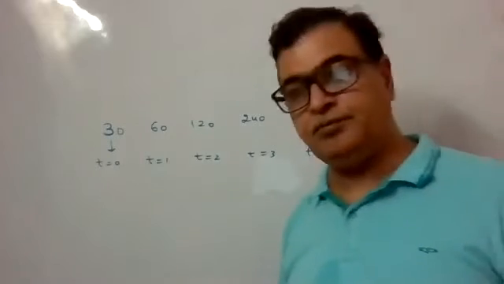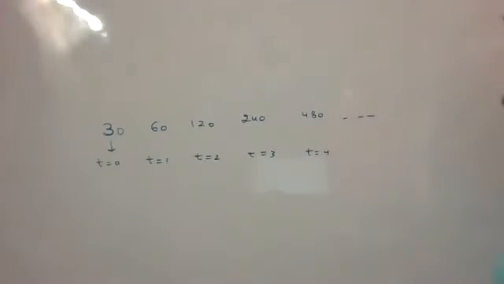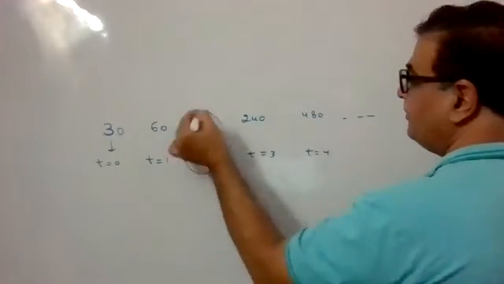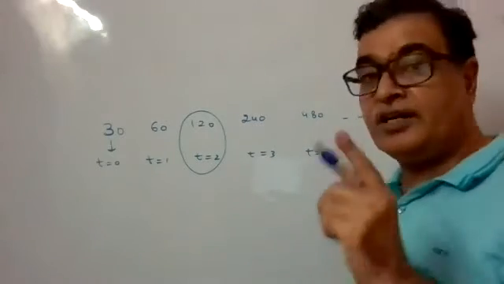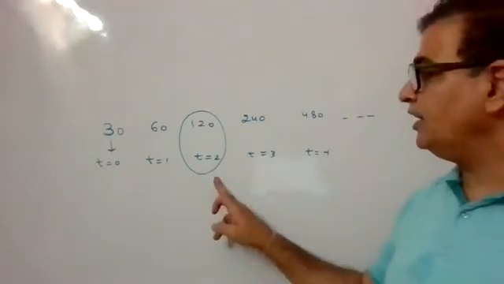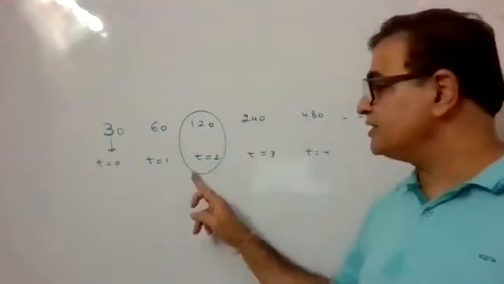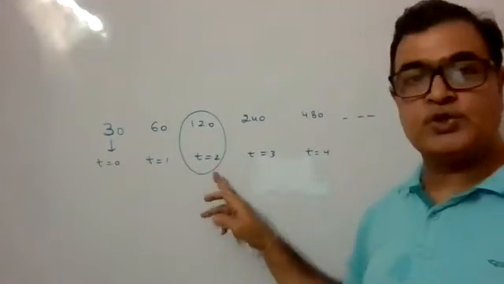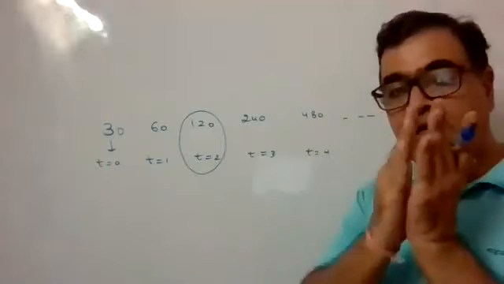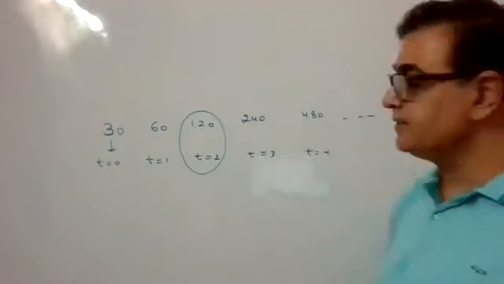Is it a GP? Yes. Simple question they are asking. After 2 hours, we will say the bacteria number will be 120. That means actually the third term we are calculating. Third term will be 120, which is giving after 2 hours. This is at 0 hour, then 1 hour, then 2 hours. So third term will give you the number of bacteria after 2 hours.